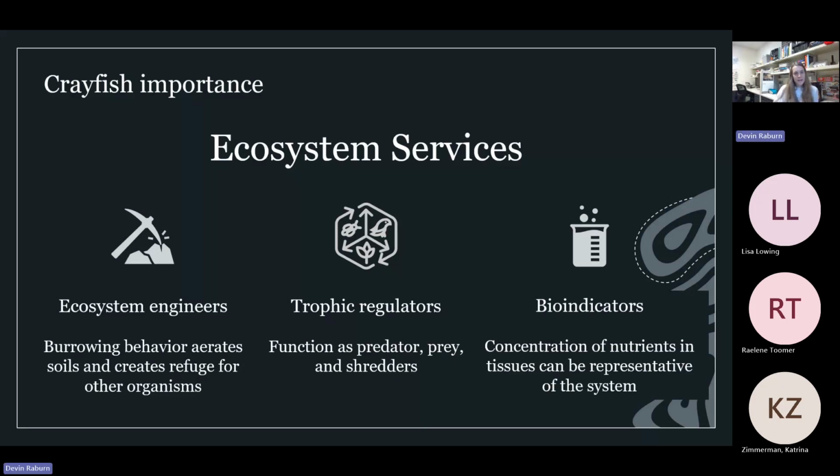And lastly, they can act as bioindicators. And this just basically means that the concentration of the nutrients in their tissues can be representative of the larger system that they're found in. So, for example, if they were caught downstream of maybe an industrial plant, we could take that crayfish, extract some tissue, and test that tissue to see what nutrients are in it. The concentration of the nutrients in their tissue can be representative of that stream that they were found in as well. So we can really know what's going on in their system without even testing the system directly.